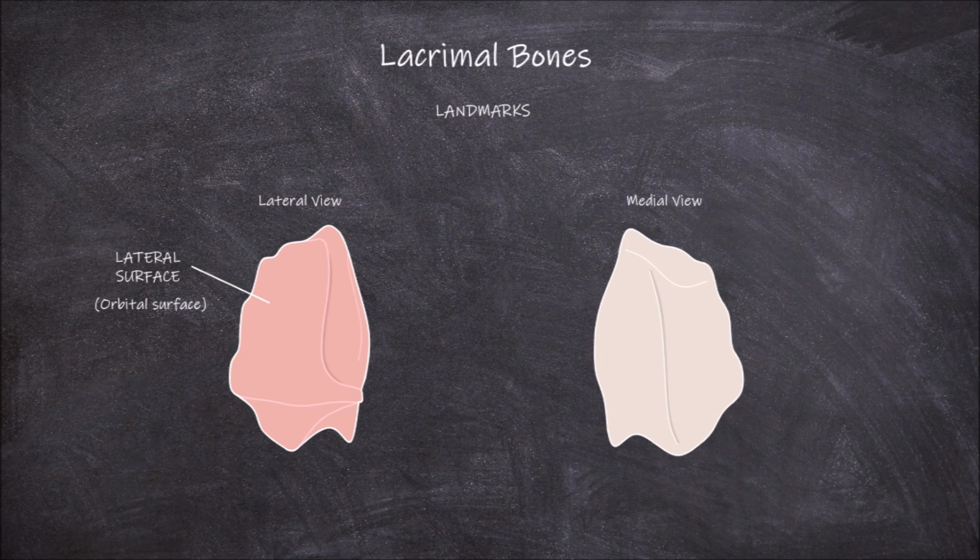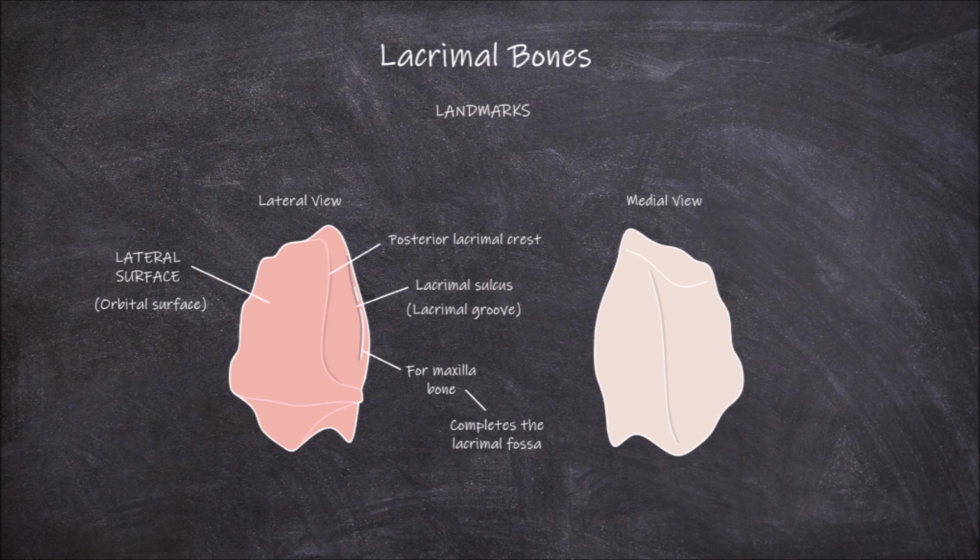This surface is divided into two by a vertical ridge known as the posterior lacrimal crest. The anterior part of this surface has a longitudinal groove on it known as the lacrimal sulcus or the lacrimal groove. The anterior margin of the lacrimal groove is for articulation with the frontal process of the maxilla bone, which completes the lacrimal fossa. The lacrimal fossa is a depression in the bone where the lacrimal gland and nasolacrimal duct sit.